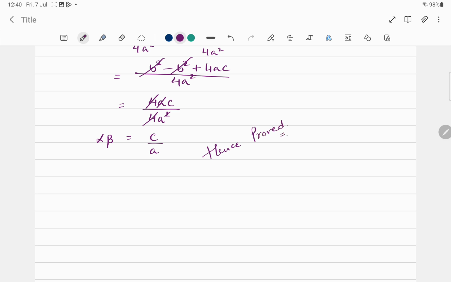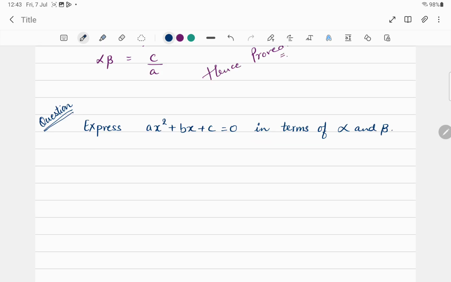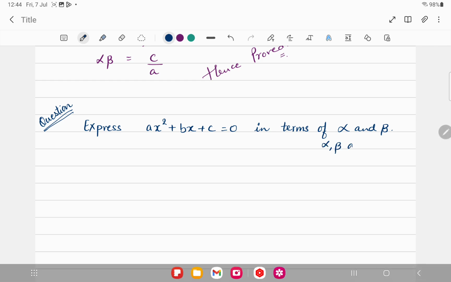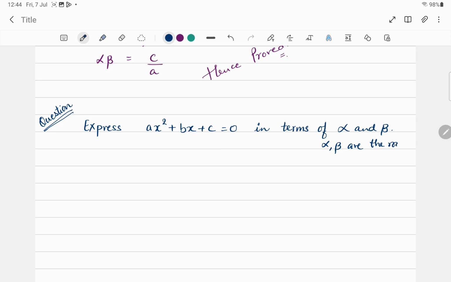Cool. Now we'll do a couple of questions with it, so stay tuned. All right, so now let's do this question where it says express ax squared plus bx plus c equals 0 in terms of alpha and beta, where alpha and beta are the roots. So alpha and beta are the roots. All right, so let's start that.